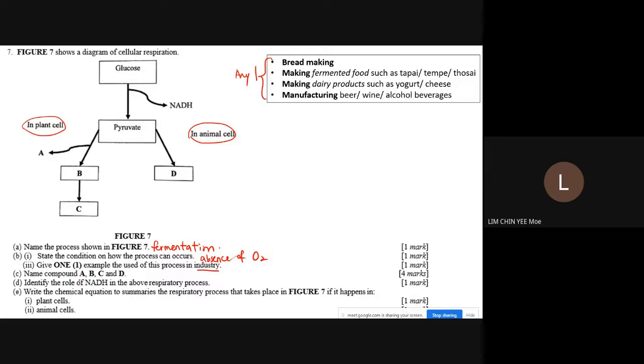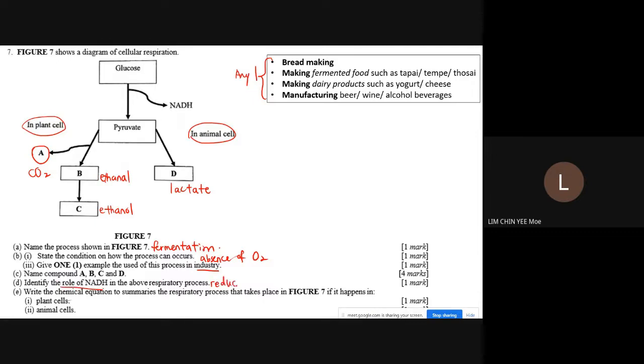C, name compound A, B, C, and D. Alright, this time they have something different. A dekat sini. B, C kita dah tahu lah, ethanol atau acetaldehyde, and then ethanol. D ialah lactate, macam yang kita dah buat tadi. What is A then? Yang kena remove. CO2. Good job. CO2. Boleh je tulis CO2 or carbon dioxide. Dua-dua terima.